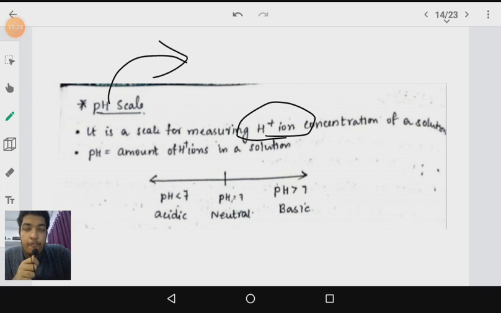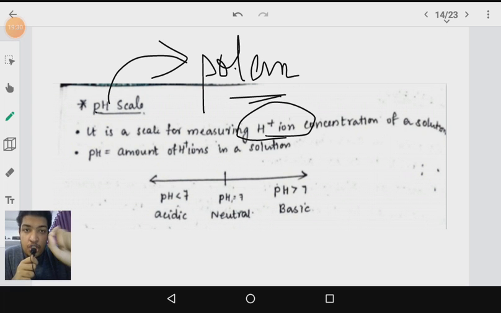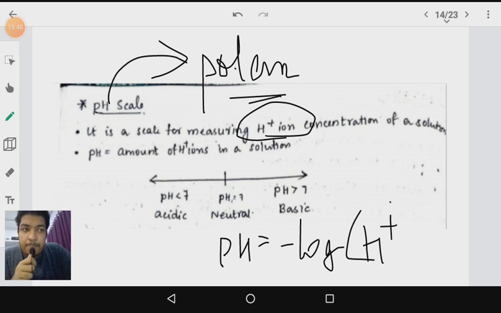And what is the full form of pH? pH, the P stands for potence and H stands for hydrogen. So potence hydrogen, what does it mean? The amount of H plus ions which are present in a particular solution, that is known as pH. And the equation for pH is negative log concentration of H plus.